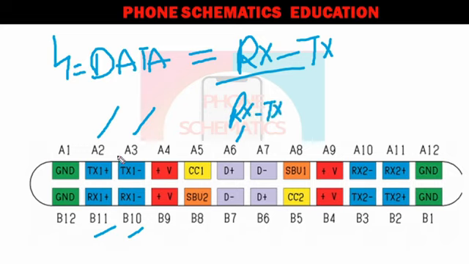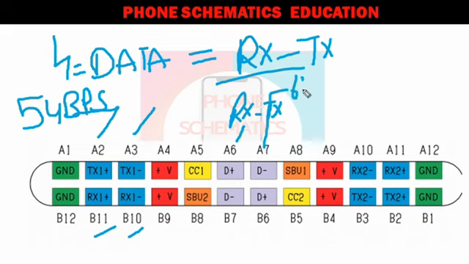But from here: TX1 plus, TX1 minus, RX1 plus, RX1 minus. These 4 pins work in pairs: RX1 plus and RX1 minus for receiving, TX1 plus and TX1 minus for transmitting. Clear? Now these pins give data speed up to 5 Gbps, while the earlier pins give 480 Mbps. These pins are used for faster data transmission.